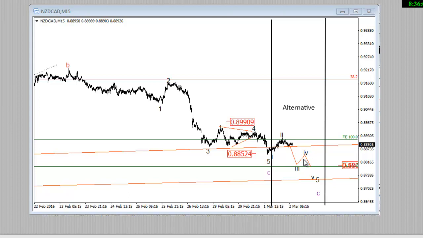Because after the completion of the pattern, we will look for certain combinations of maybe candlestick indicators, divergence, and all that to enter the buying trade, so that we'll be able to ride price upside. So this is an alternative count. This is the first count. So the idea is, if price breaks above here from this level now, above 0.8990, there's going to be a buying opportunity.